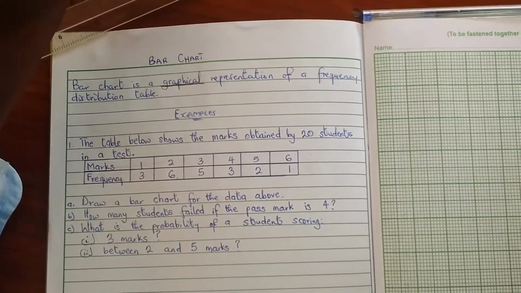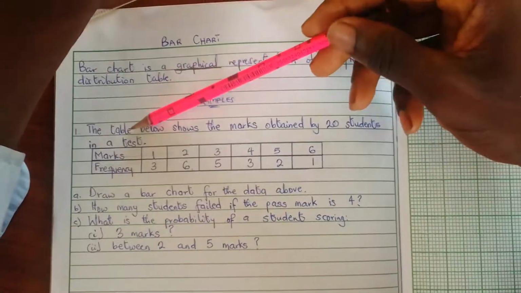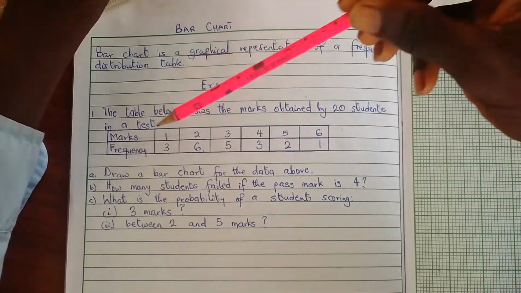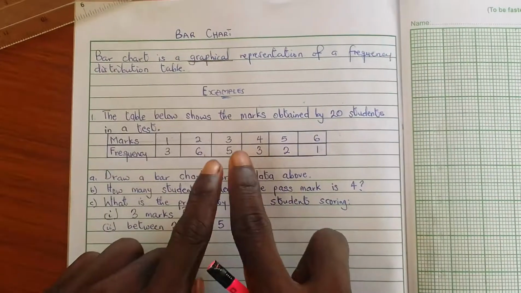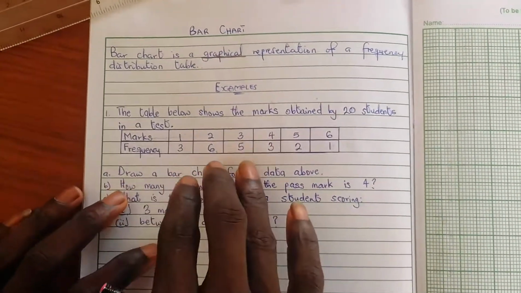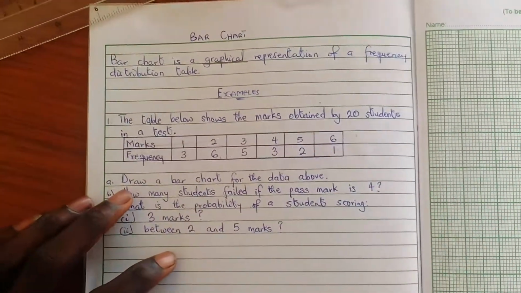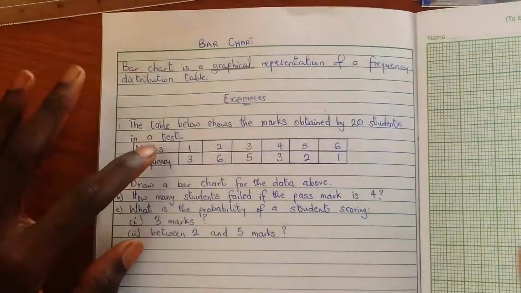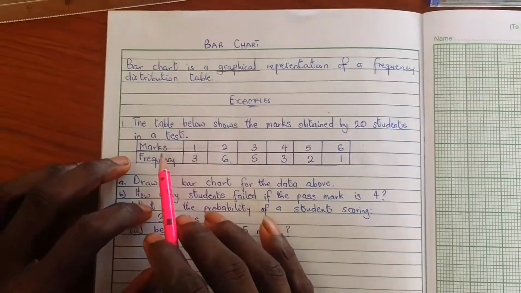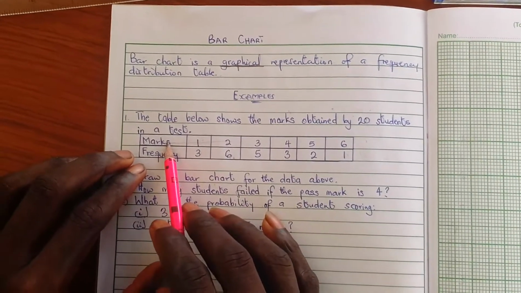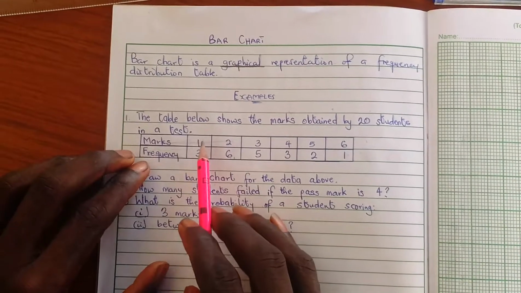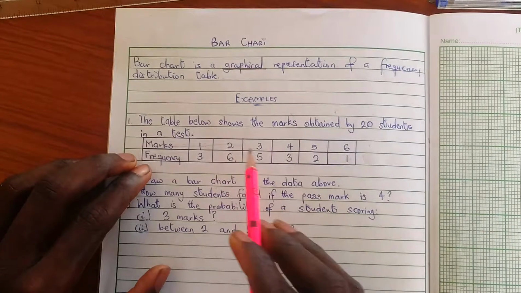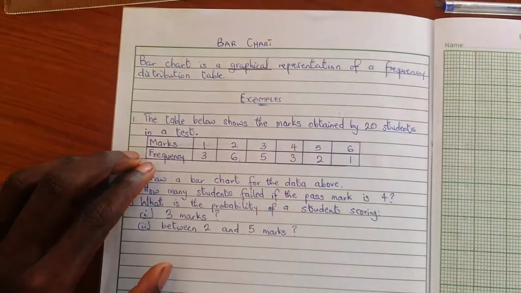So we have an example here which says that the table below shows the marks obtained by 20 students in a test. So this table is telling us the marks obtained by 20 students. 20 students took a test, and the result shows that for mark 1, 3 of them had 1, 6 of them had 2, 5 of them had 3, and so on and so forth.